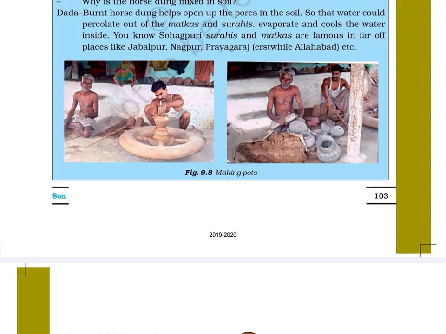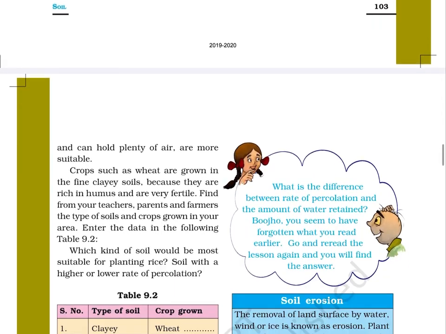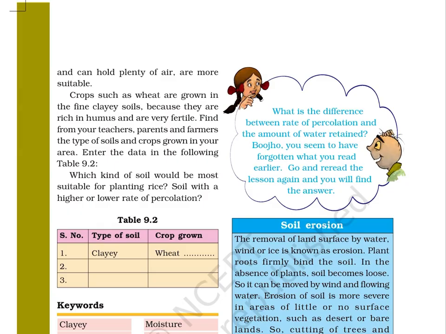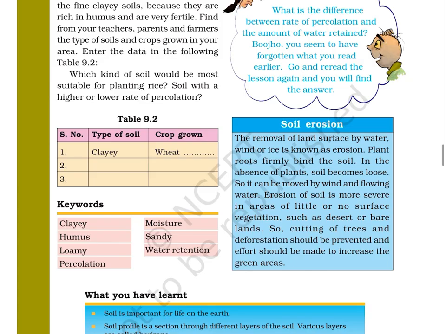Page 104. Crops such as wheat are grown in the fine clay soils because they are rich in humus and are very fertile. Find from your teachers, parents, and farmers the type of soils and crops grown in your area. Enter the data in the following table 9.2. Which kind of soil would be most suitable for planting rice? Soil with a higher or lower rate of percolation?